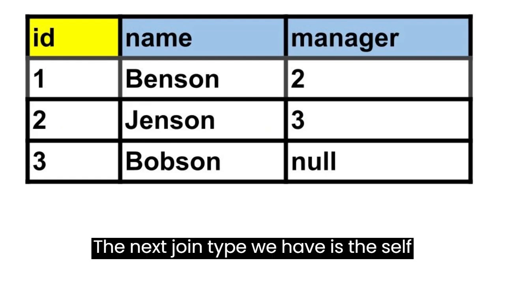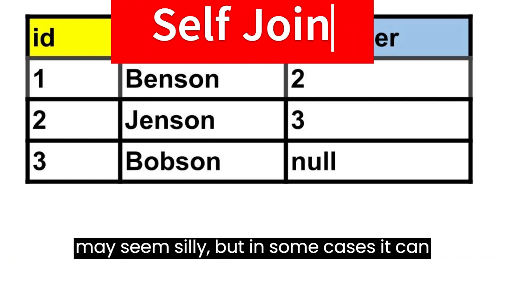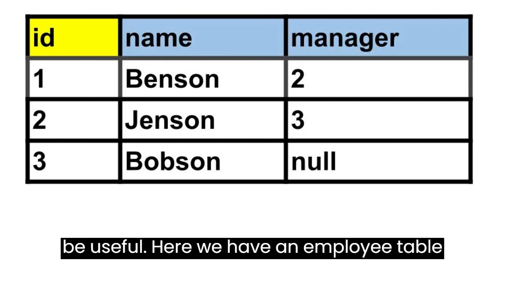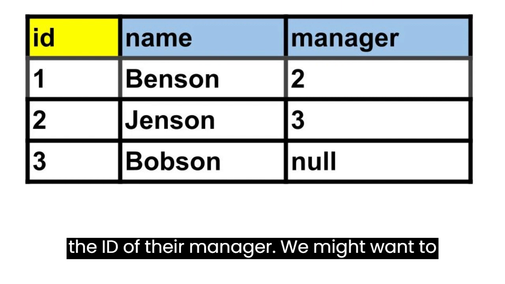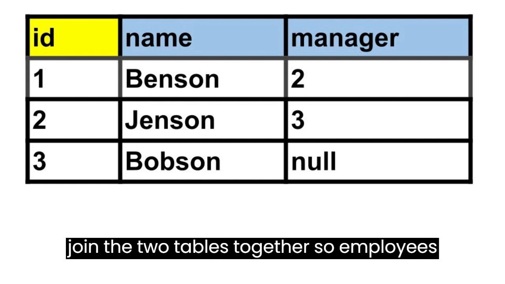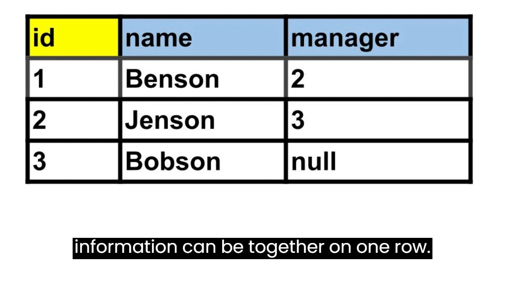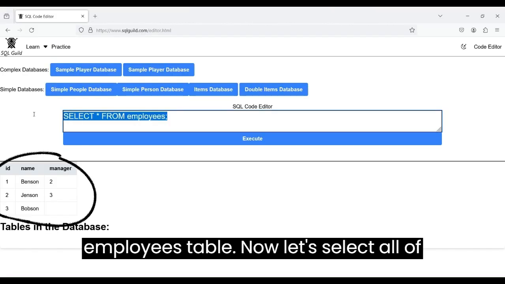The next join type we have is the self-join. Joining the same table by itself may seem silly, but in some cases it can be useful. Here we have an employee table with a unique identifier, a name, and the ID of their manager. We might want to join the 2 tables together so employees' information and their manager's information can be together on one row together. You can see that we have our employees table.